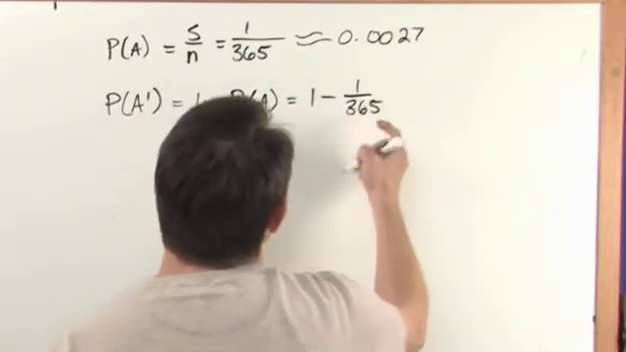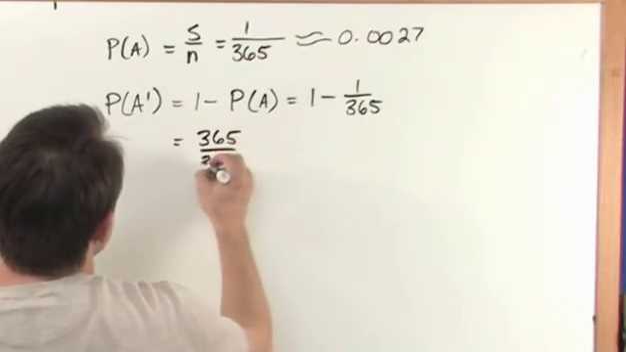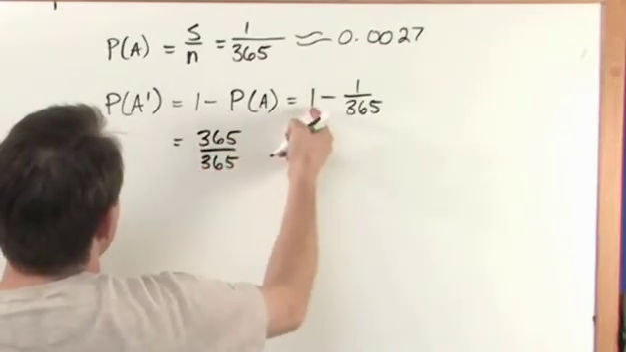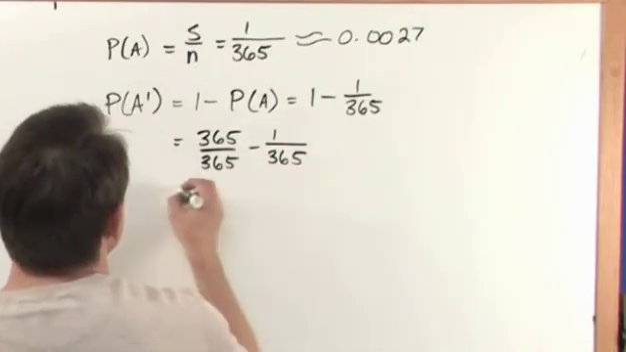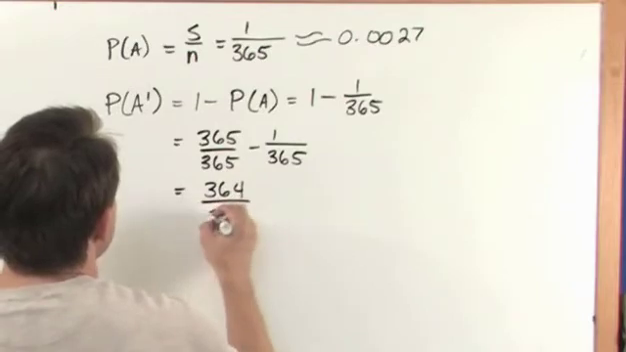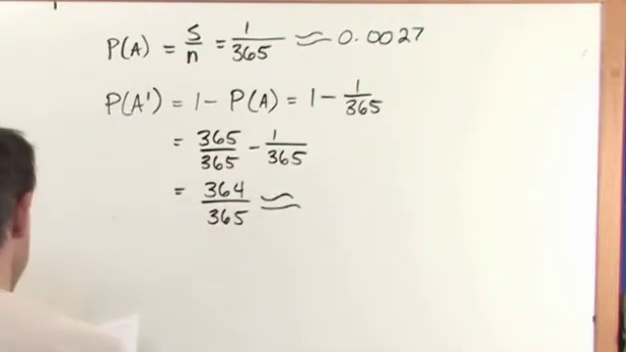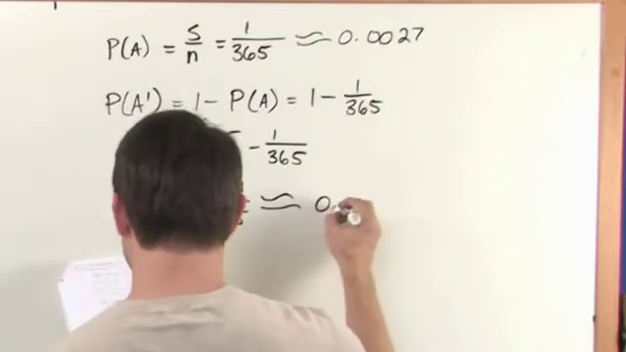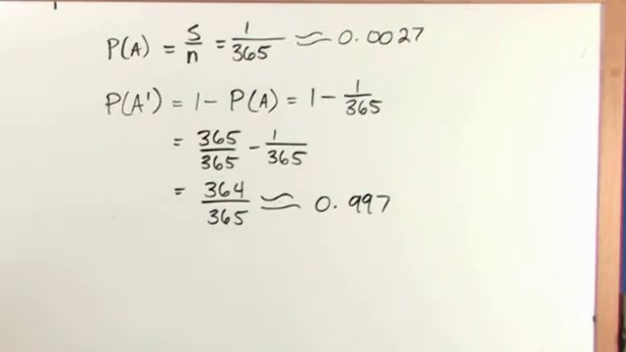And in order to do this, I'm just going to find a common denominator by taking 365 divided by 365, that's equal to 1. I'm just rewriting that. Minus 1 over 365. So on the top, 365 minus 1 is 364 over 365, which is the answer. And if you convert that to an actual decimal, you get 0.997. So very, very, very close to 1, but not quite 1.